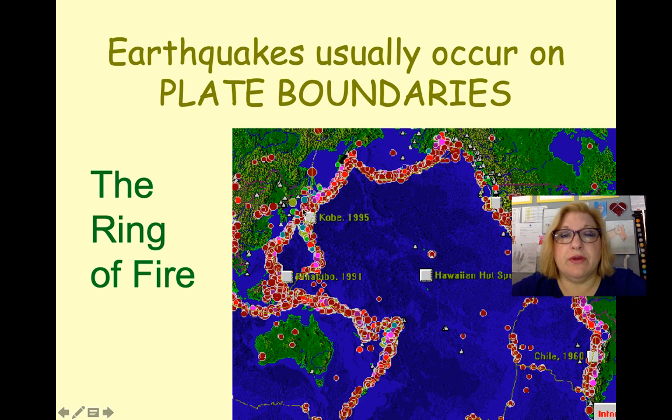The Ring of Fire, that's where most of the earthquakes on Earth that are occurring now are occurring. It's the most active plate boundary on Earth. The Pacific Plate is active all the way around. So this is where we have our earthquakes and our volcanoes along the Ring of Fire. These are the places people need to be most aware of earthquakes and volcanoes.